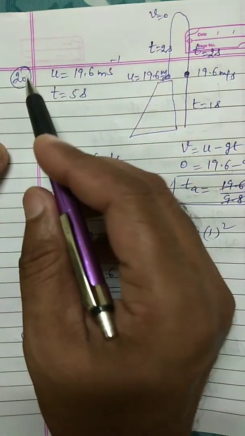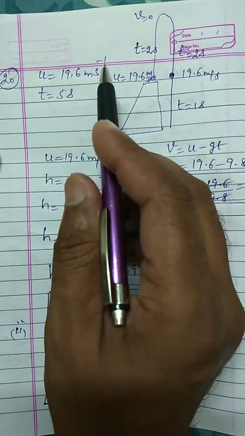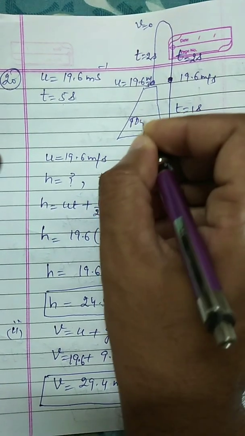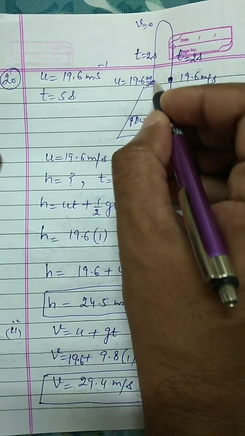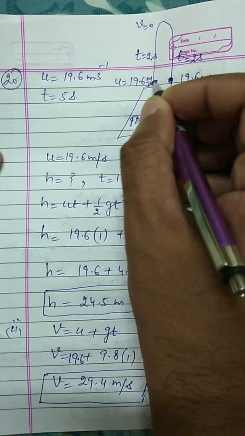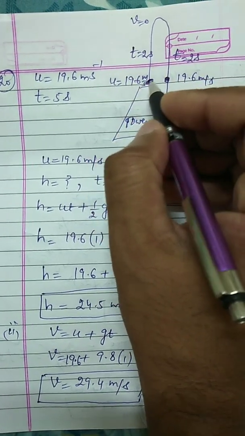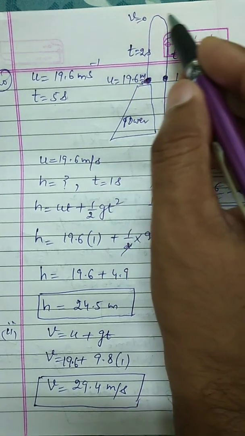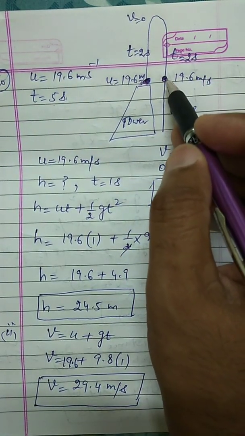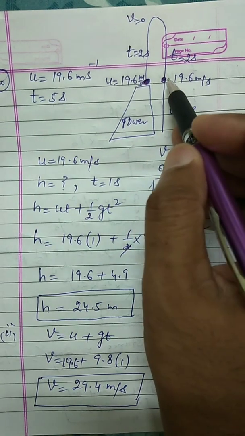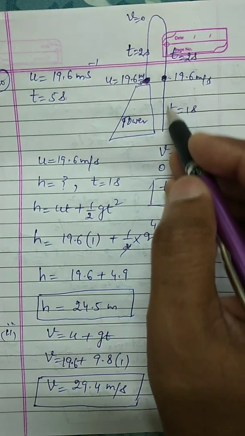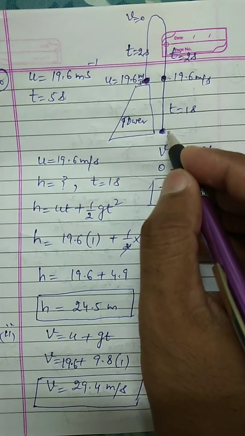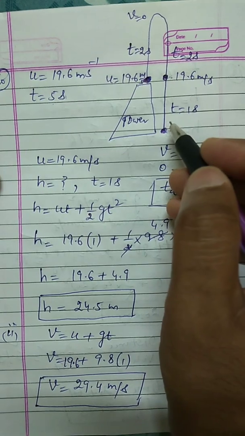Now the last numerical, 28th, u is 19.6 meter per second, time is equal to 5 seconds. This is the tower, and from the top of the tower the ball is thrown upwards with the 19.6 meter per second as the initial velocity. Highest point v is equal to 0. It will come back, will be at the same position in front of the initial position, and this is the position where it strikes with the ground. So total time was given 5 seconds.